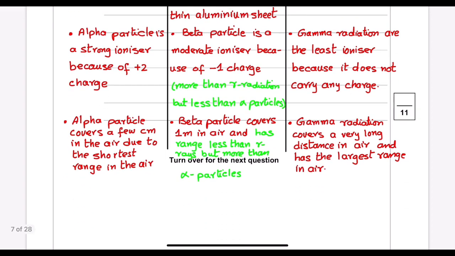The last difference is that the alpha particle covers a few centimeters in the air due to the shortest range in the air. Beta particle covers 1 meter in the air and has a range less than the gamma radiation but more than alpha particles. Whereas the gamma radiation covers a very long distance in the air and has the largest range in the air.